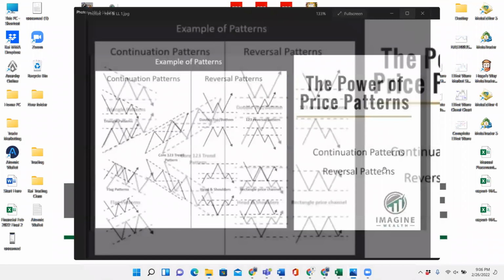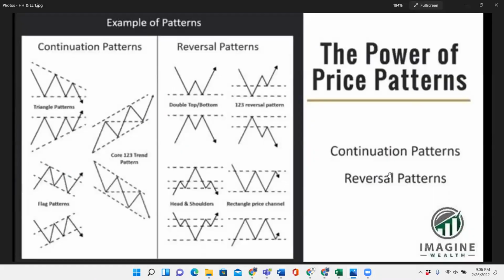Let's start the video. So what is price pattern? Price pattern is basically just patterns that are in the market. So we have our continuous patterns on the left. We have our reversal patterns on the right. Continuous patterns can be our triangle patterns, our 1, 2, 3 trend patterns. We have our flag patterns, or what are basically called wedges. So those are just another way for us to call wedges. We also have our double tops and double bottoms, or our M's and W's.